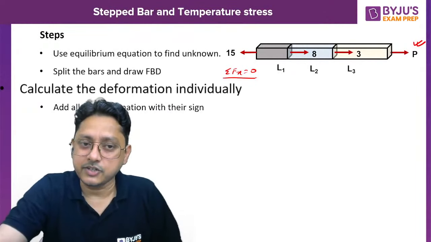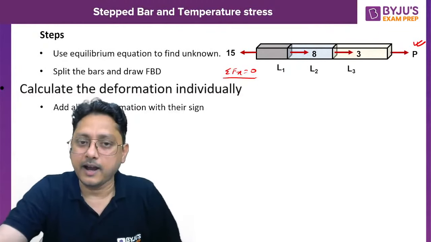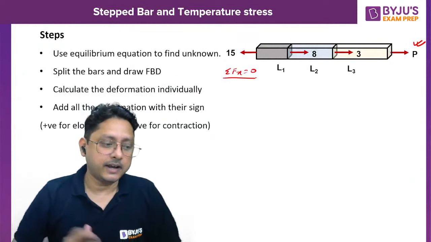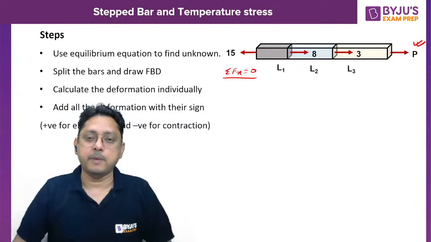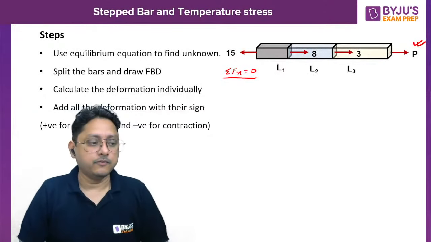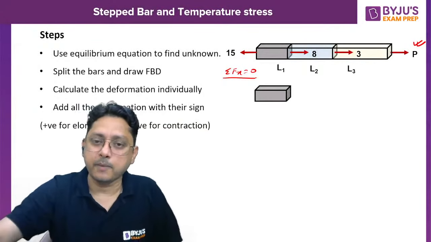Then the next step, you will calculate the individual deformation for each and every bar and add all those according to their sign. If they are elongating, you can take the elongation as positive, and if they are contracting, you can consider it as negative. With their signs, you just add all the deformations, that's all. So take one bar here.